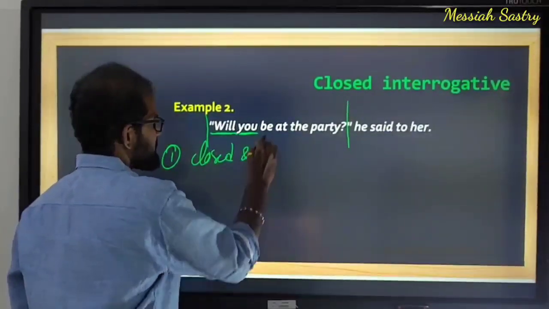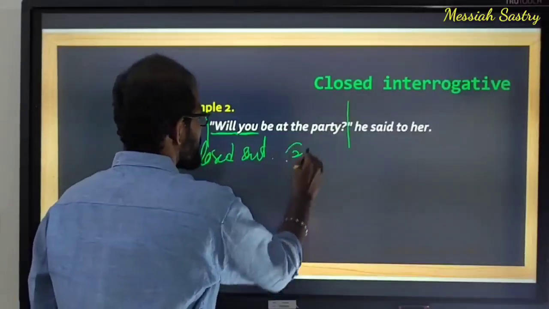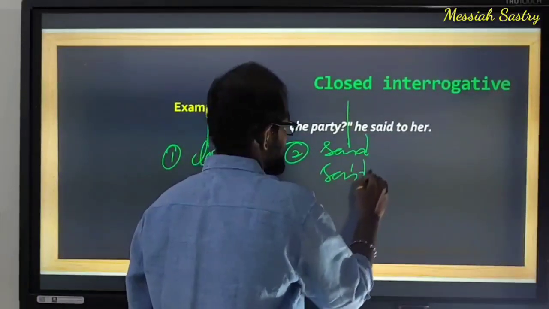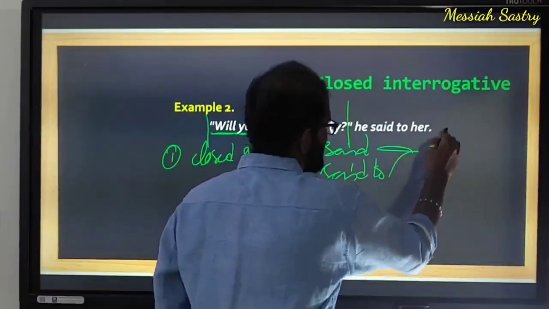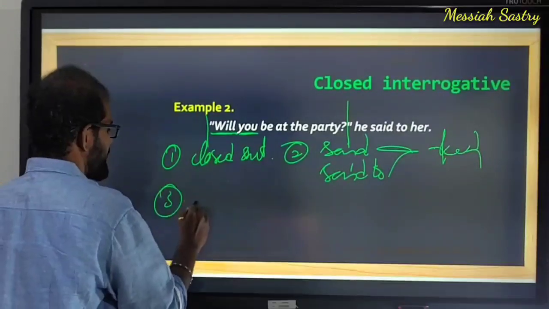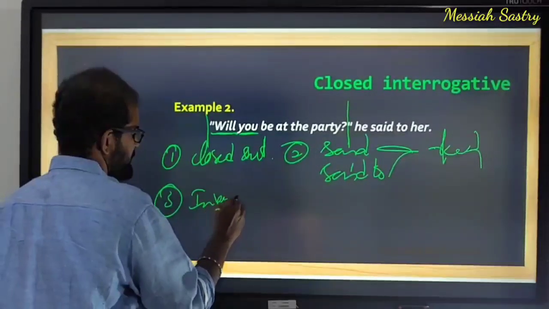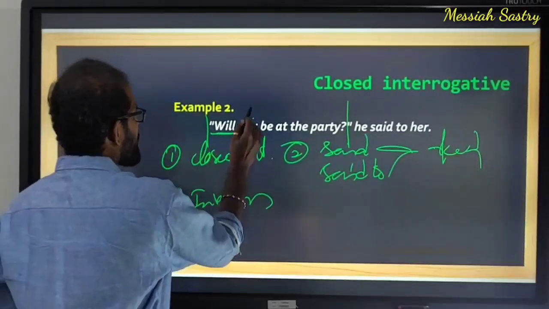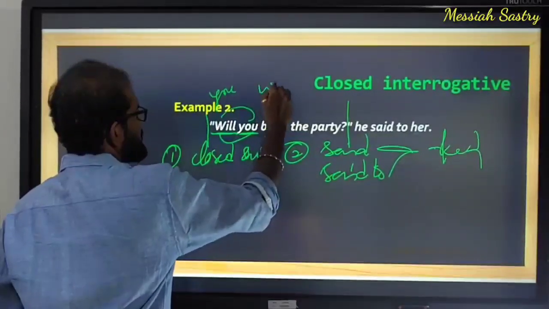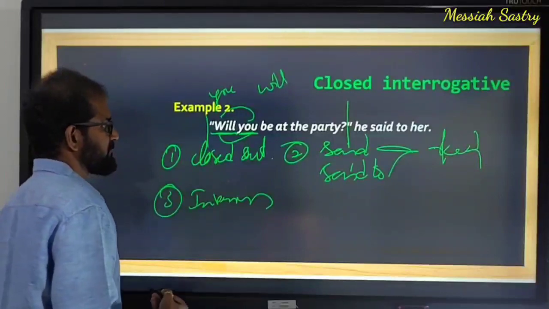Closed interrogative. If it is a closed interrogative, you need to recollect the points. Said or said to changes to asked. Third point, there must be inversion. So what is inversion? You comes here, will goes there. You and will, they interchange their place.